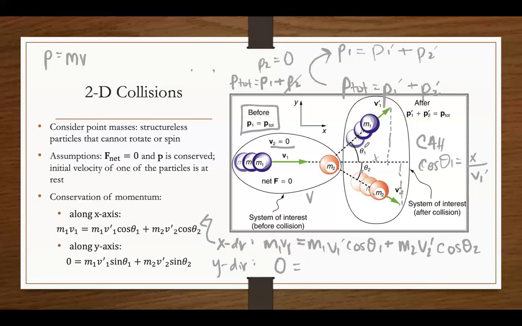And then we can do the same thing after the collision. We have m1, and if we're looking for a y component here, it's going to be opposite over hypotenuse, which is going to give us sine. So we're going to have v1 prime sine theta 1 plus m2 v2 prime, again opposite over hypotenuse, which gives us sine again. And we just derived this second equation along the y-axis.